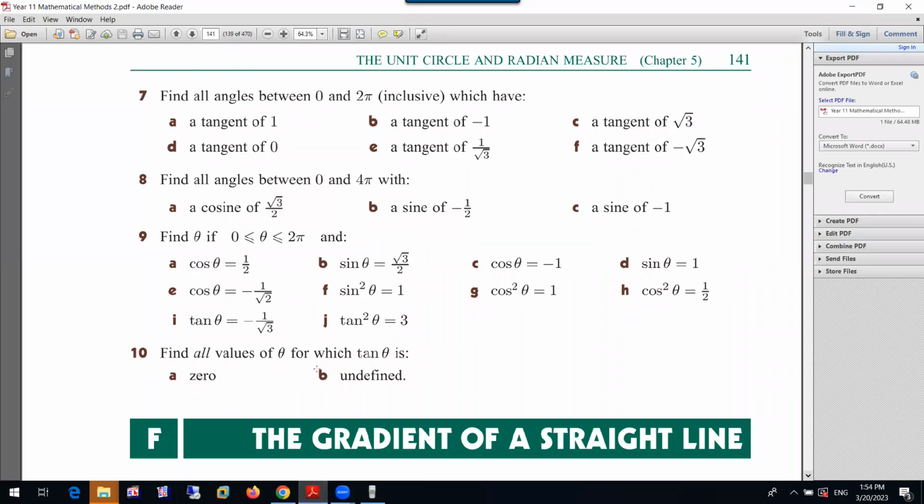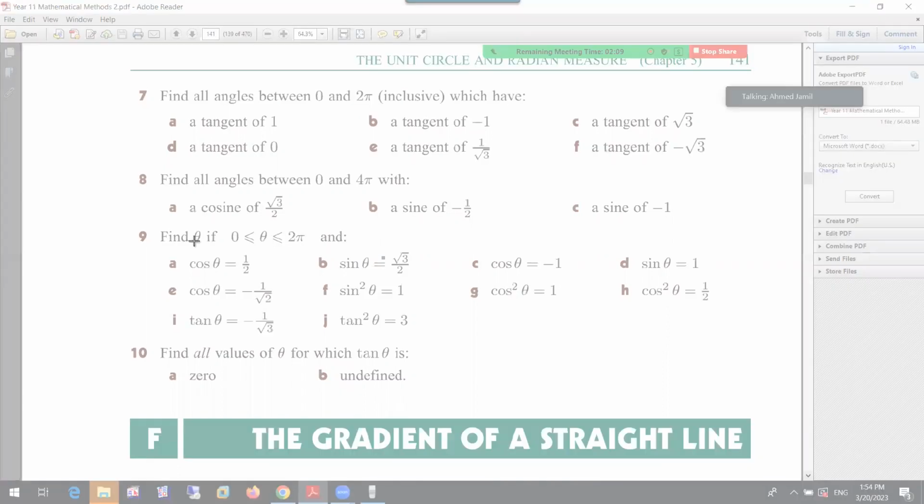For all values of theta for which tan theta is 0: tan 0 is 0, tan pi is 0. So if we have a multiple of pi, the tan value will be 0, right? Undefined at multiples of pi by 2. Got it? Tan theta is 0 when the angle is a multiple of pi, right?